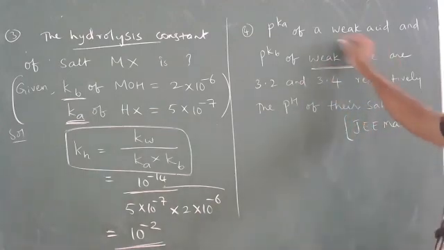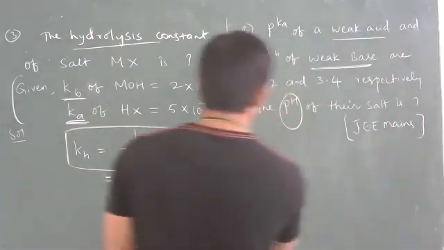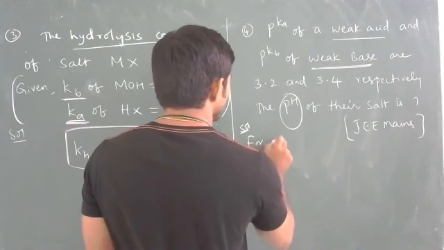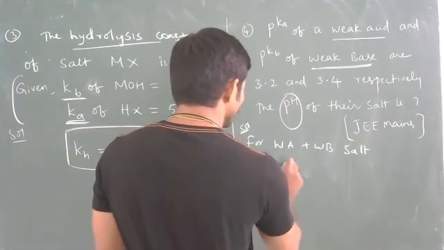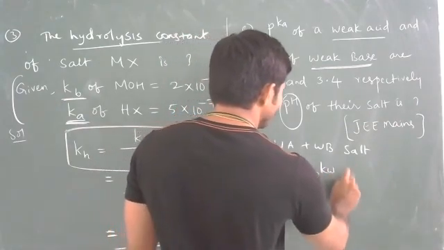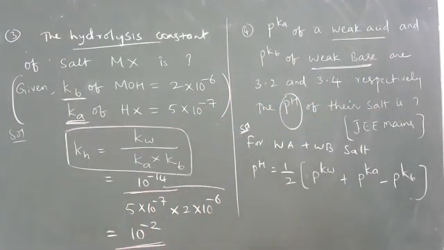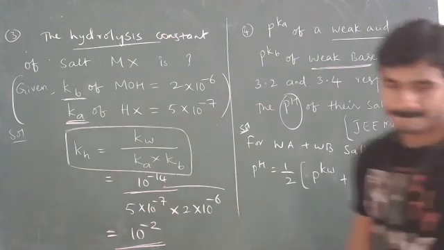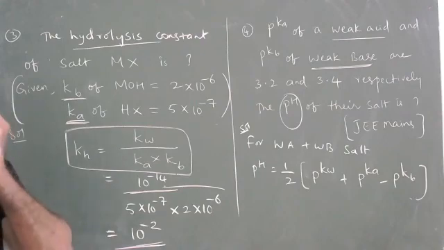And this is a weak acid, weak base given. For weak acid, weak base, what is the pH formula? For a weak acid plus weak base salt, pH is equal to 1 by 2 into pKw plus pKa minus pKb. Substitute in this formula, we will get the answer. Is it clear?